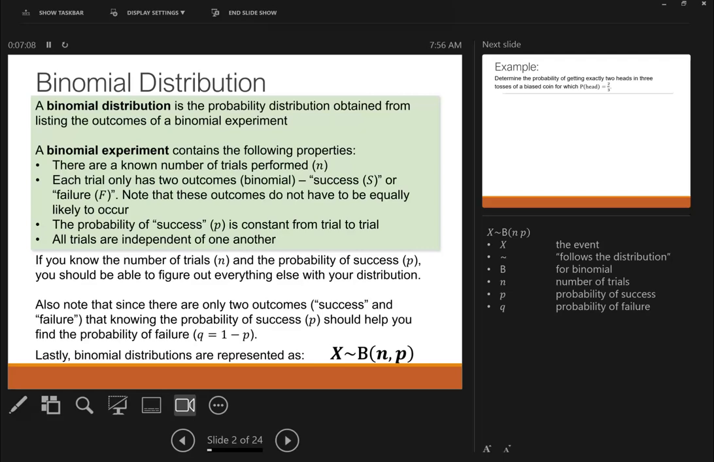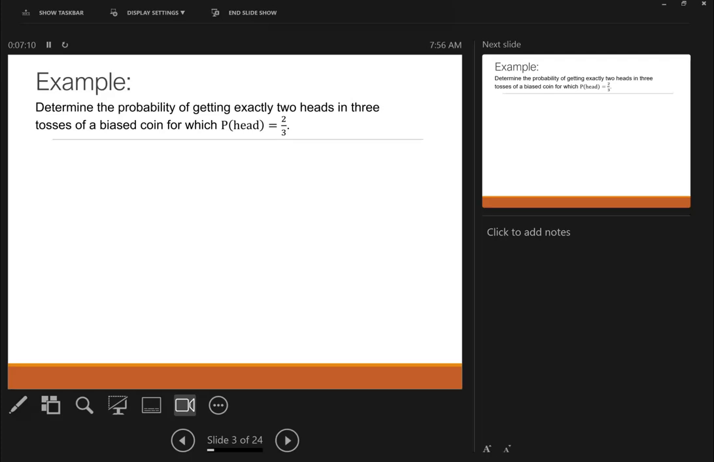Cool? All right. So what we're going to do is walk through an example that's going to help us discover what this formula is going to be that we'll use to calculate these binomial probabilities. So far, so good?